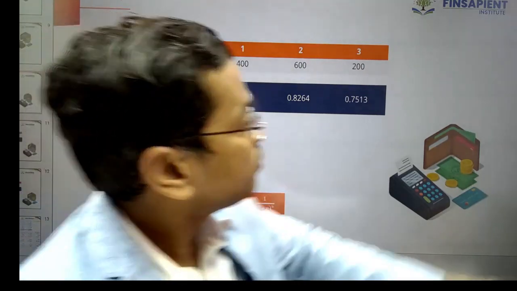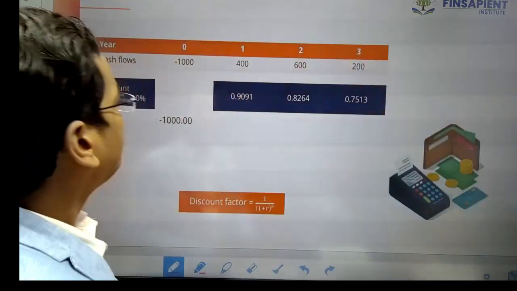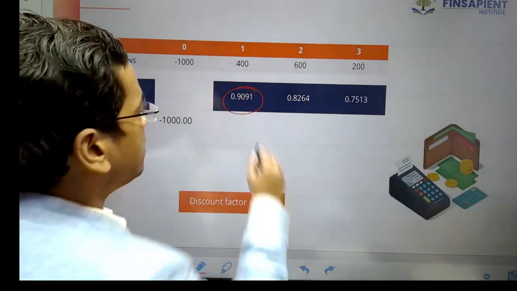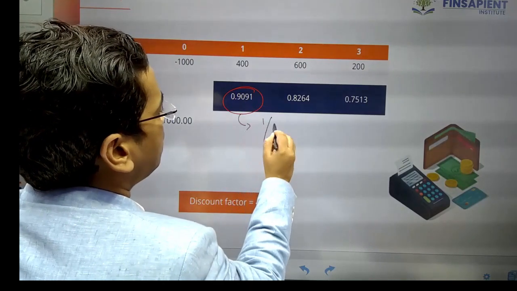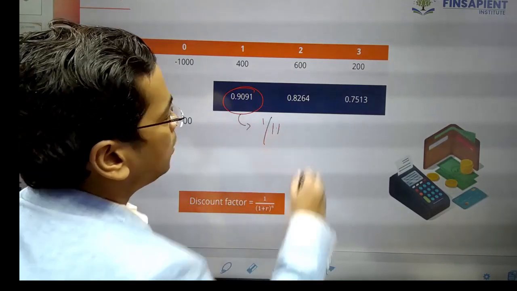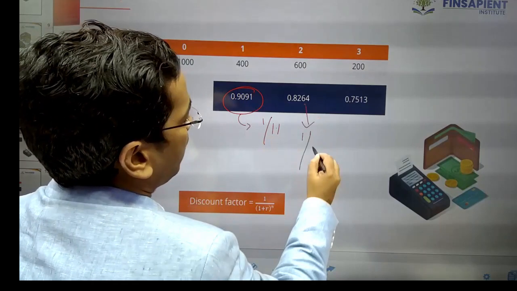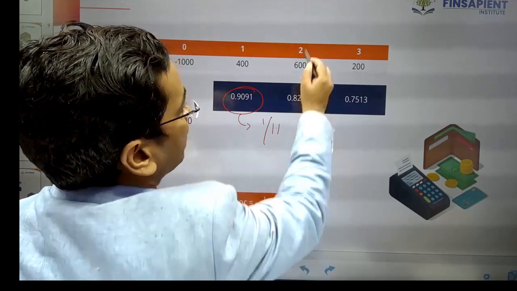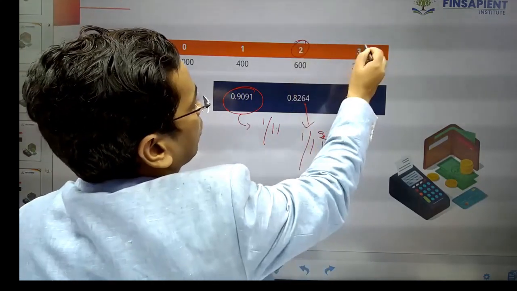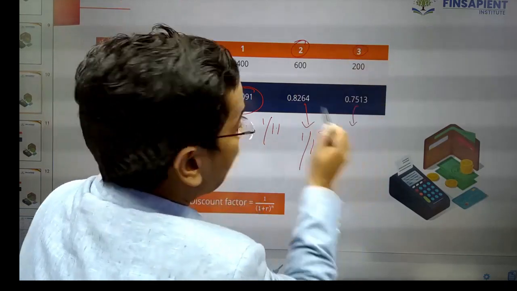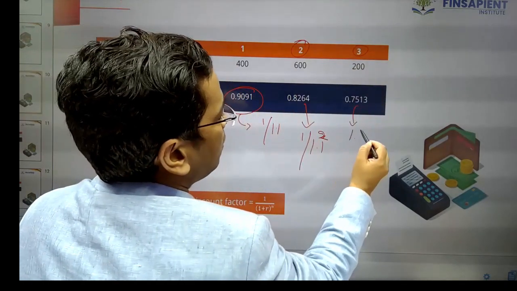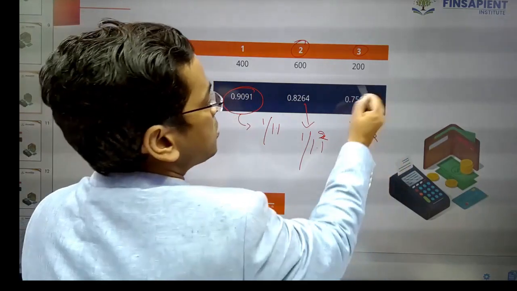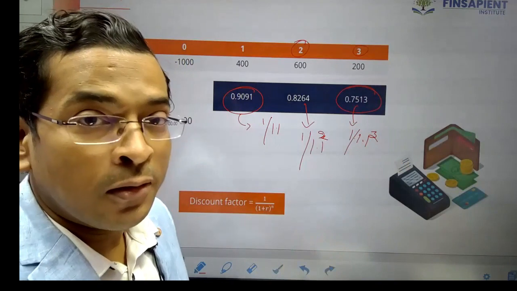So here, 0.9091 represents the discount factor, which is 1 by 1.1. This one is 1 by 1.1 to the power 2, because this is for the second year, right? So to the power 2. Now, for the third year, the discount factor we are calculating will be 1 divided by 1.1 to the power 3, and it becomes 0.7513.